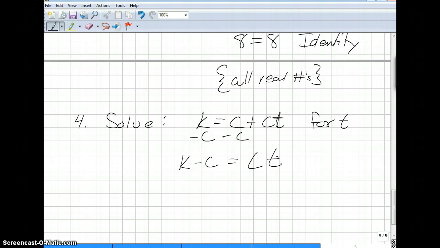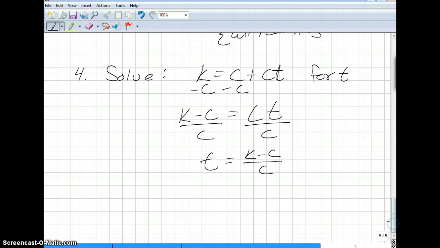Then I want to get t by itself. So to undo multiplication, I divide. And by symmetric, I can flip that over. T is equal to k minus c over c. So this is the solution for this literal equation in terms of t.